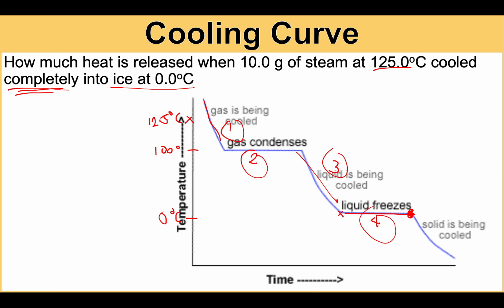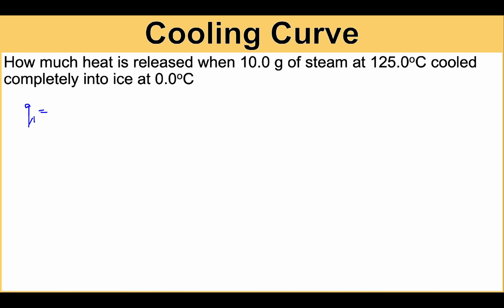We have the steam at 125 to steam at 100. Number two is steam at 100 to water at 100. Number three is water at 100 to water at 0, where it freezes. Then number four is water or substance at 0 to solid at 0. Now let's try to solve. Okay, Q1. Q1 is a slope.